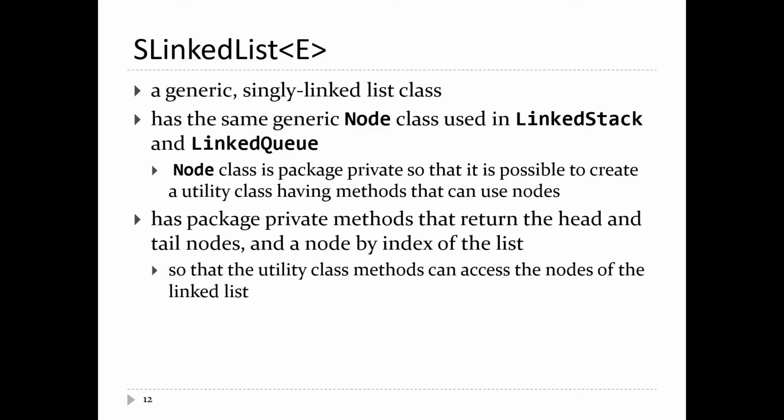We're going to make a change to the node class in that we're going to make it package private. The reason is that we want to leave open the possibility that we create a utility class that operates on linked lists. Such a utility class probably needs access to the nodes of the linked list, so it needs access to the node class. If we make the node class package private, then we can define the utility class in the same package as S-linked list, and the utility class will still have access to the node class inside of the linked list class.